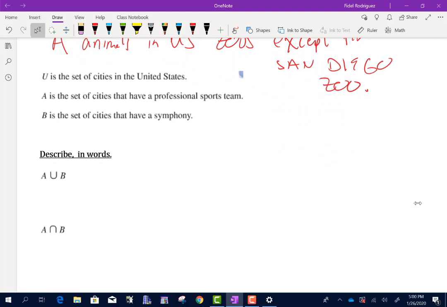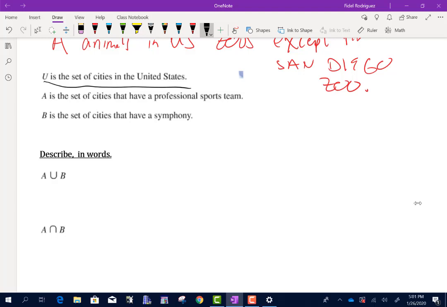All right. Now, let's take a look at the next one here. It says, the universal set is a set of cities in the United States. Guys, all the cities. Everything from New York City to Progreso, to La Villa, right? To Los Angeles, to San Diego, to San Antonio, to Austin. All the cities in the U.S., right? Tomball, Texas. All the small towns, too. Okay. A is a set of cities that have a professional sports team. B is a set of cities that have a symphony.